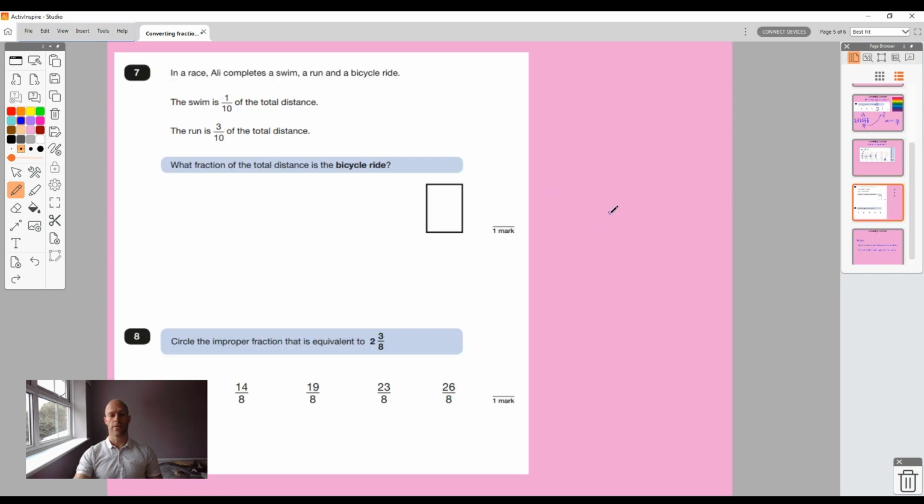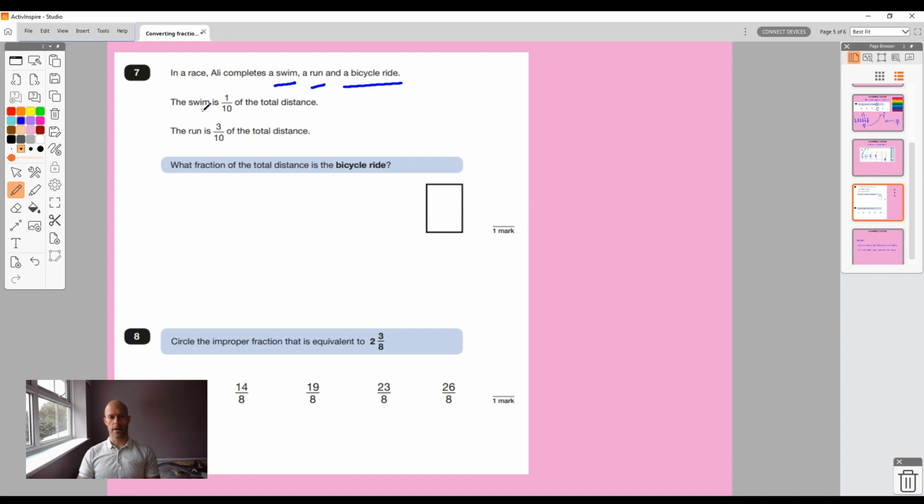Now actually I cut this from a reasoning paper, and 2 questions next to each other were both involving converting fractions. So you can see how important it is. In one sample paper, 2 questions in a row, you need the same skill. So question 7 up here. In a race, Ali completes a swim, a run, and a bicycle ride. The swim is 1/10 of the total distance.